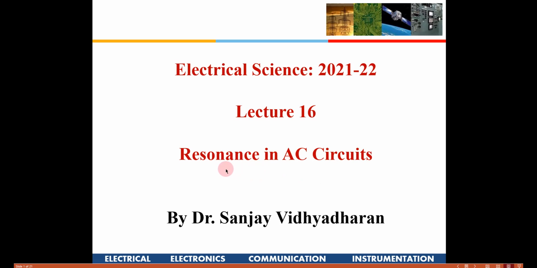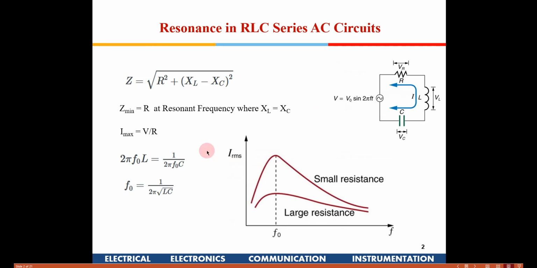In today's class we are going to learn about resonance, and for resonance it is not going to be a pure resistance. For resonance to occur you need to have both L and C. We will see that in detail today. First we will see how resonance happens in an RLC series AC circuit.